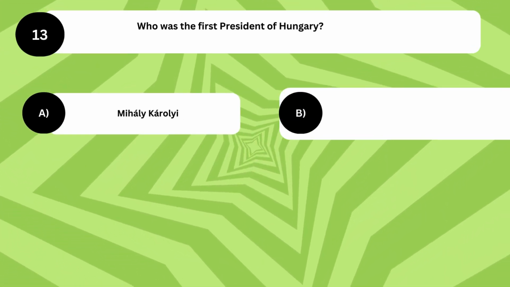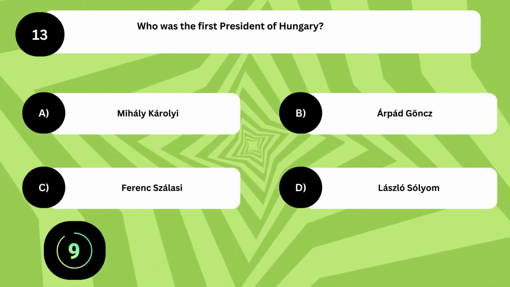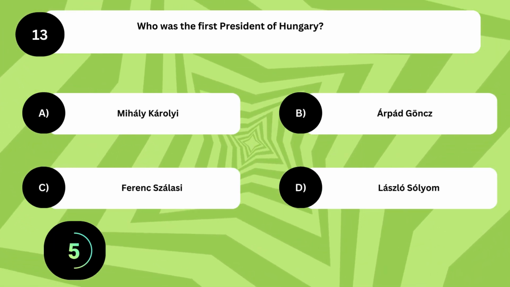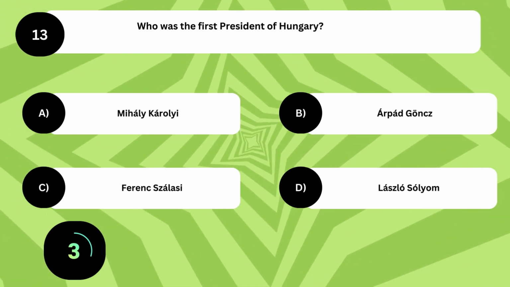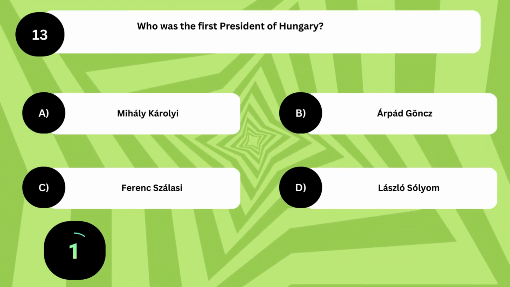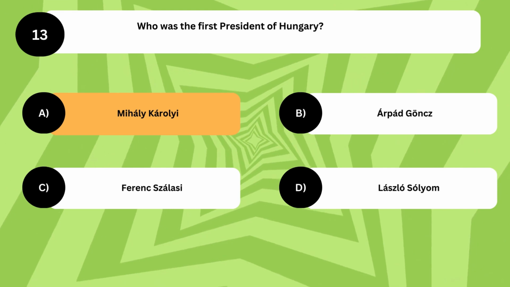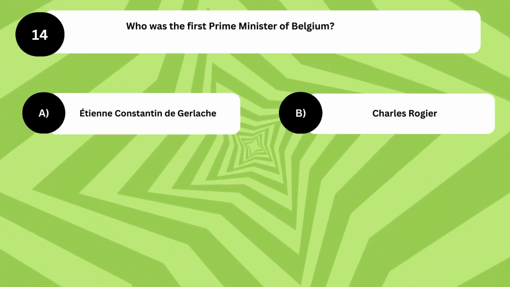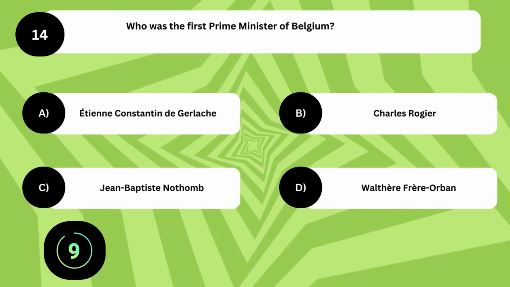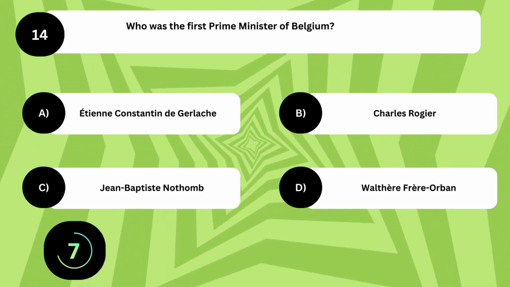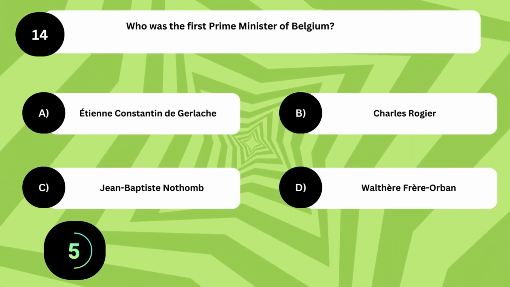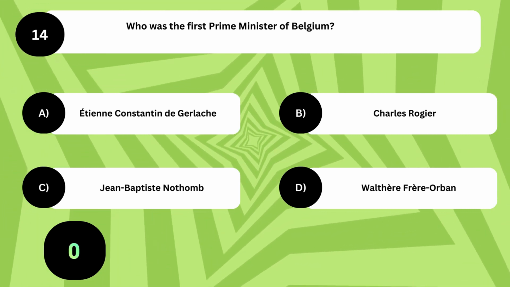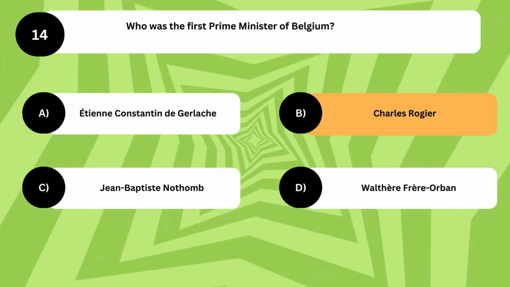Who was the first President of Hungary? The answer is Mihaly Karolyi. Who was the first Prime Minister of Belgium? The answer is B. Charles Rogier.